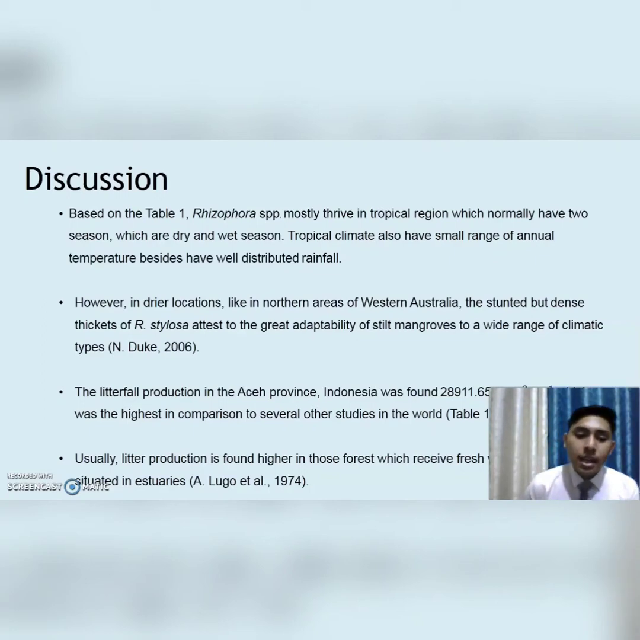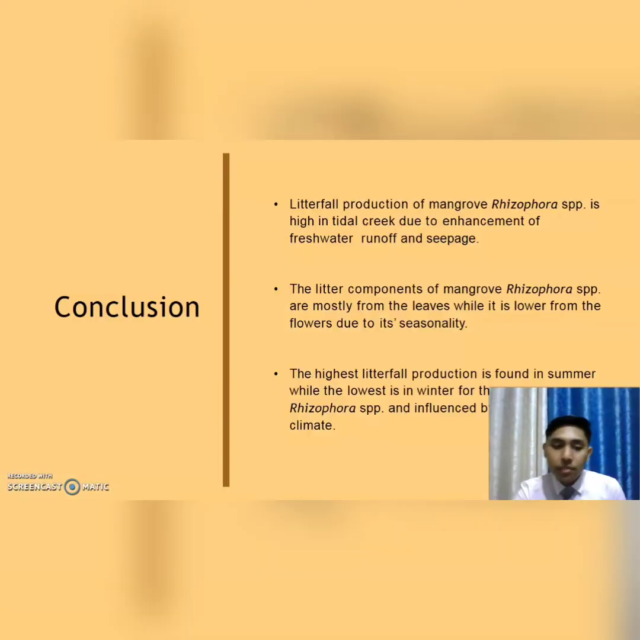NDU 26. The litterfall production in the Aceh province, Indonesia, was found to be 28911.65, which was the highest in comparison to several other studies in the world, which is in Table 1. Usually, litter production is found higher in those forests which receive fresh water supply and are situated in estuaries. A. Lugo et al. 1974.